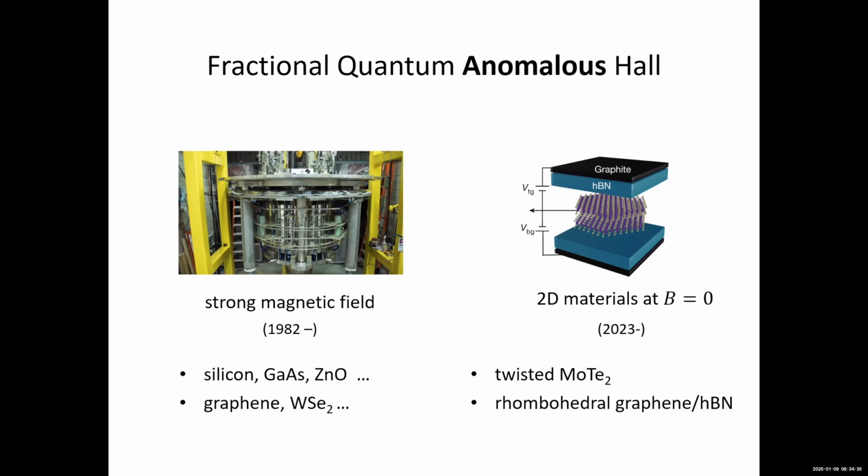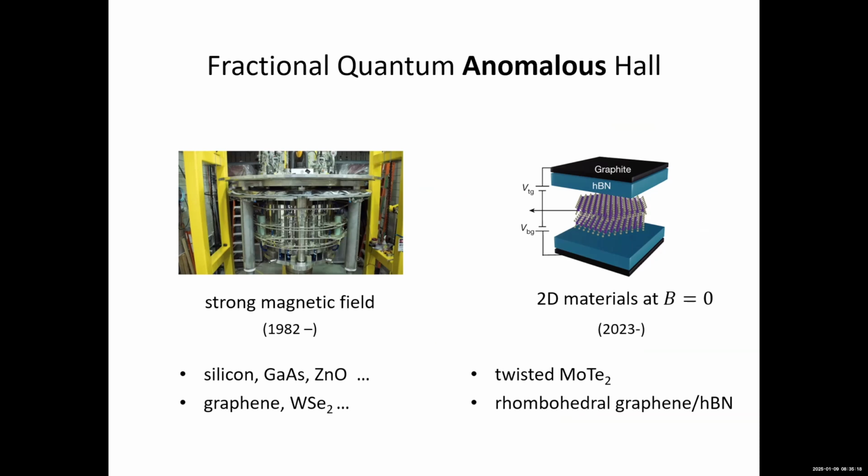And then starting from 2 years ago, in 2023, this monopoly of the high-field fractional quantum Hall effect was broken. And it was found that in some interesting two-dimensional moire materials, the same kind of quantization of the Hall effect occurs at zero magnetic field. And for this reason, it's called the fractional quantum anomalous Hall effect. And this was found in twisted MoTe2, and also in the same year was found in rhombohedral graphene on an hBN lattice. And we have experimental experts here who are involved in the discovery of this phenomenon.